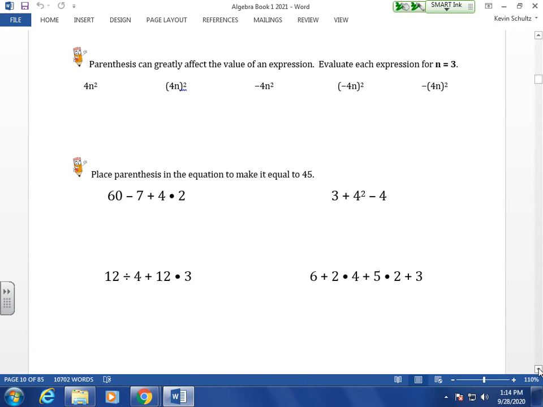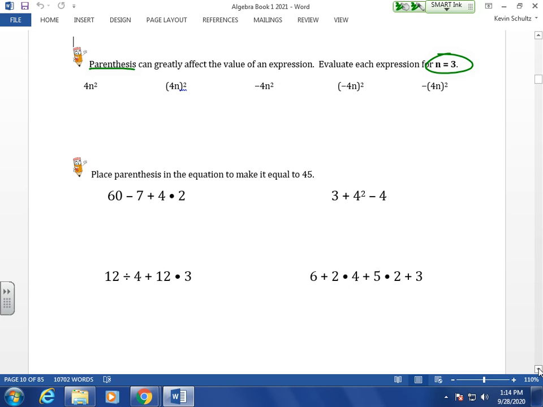Okay, so the whole point of this next section, why it's separate from the top part, is that this focuses now on parentheses and how parentheses can change the value of an expression rather easily. All 5 of these basically contain the same components, right? It's either a positive or a negative 4n and then squared, okay? But depending on where you put parentheses, that can really affect what you need to do first and what the overall outcome is. So your job is to evaluate each expression when n equals 3.